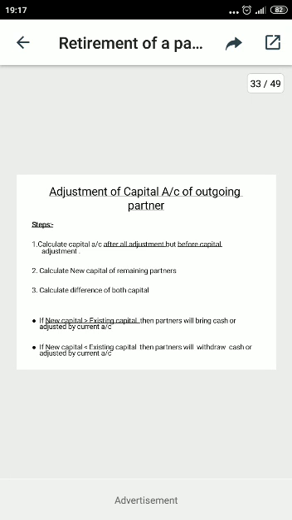First, the student will calculate the capital of all the partners after all the adjustments and settle the outgoing partner's account by considering the payment or transfer to the loan account. This adjustment is only related to the remaining partners, because the retired partner's account is totally closed. Then calculate the new capital.